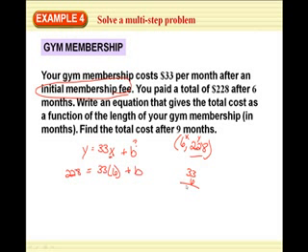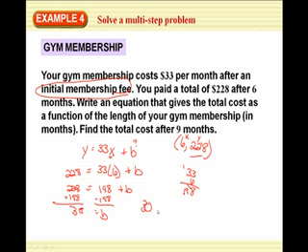So let's solve that. 33 times 6 is 198. So when we solve for b, you had to pay a $30 membership fee. So that's going to go right there. So y equals $33 a month plus $30 initially to get going. Is it 30 or 20? 108, 118, it's 30.